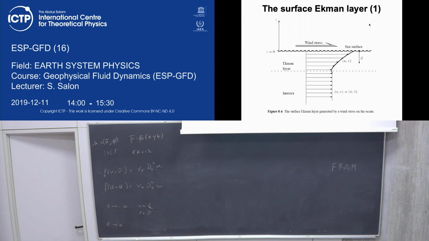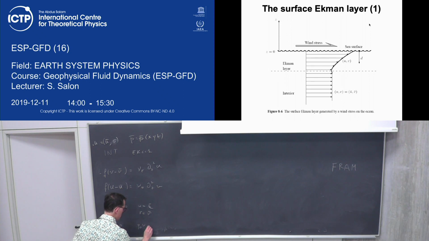Of course, if I don't have wind, I won't have any kind of change in the vertical. But since I can always consider that the wind is blowing over the sea, I have this kind of vertical development of the velocity. So at z equal to 0, we have to express the link between the velocity field and the wind.